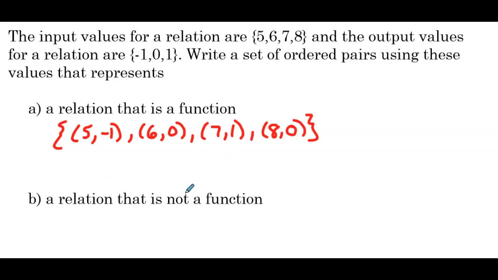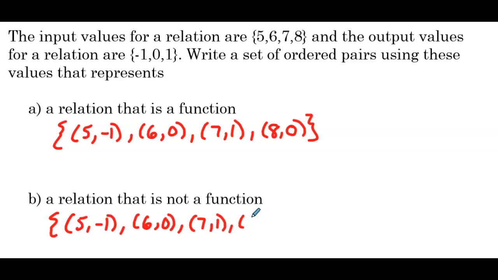Now we need a relation that is not a function. So we'll start with the input of 5. And again, we'll map to -1. We'll take the input of 6 and map to 0. Input of 7 maps to 1 still. 8 maps to 0. So far it's the same as letter A.